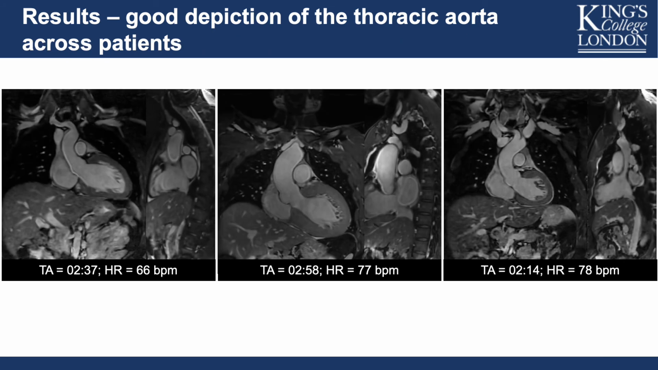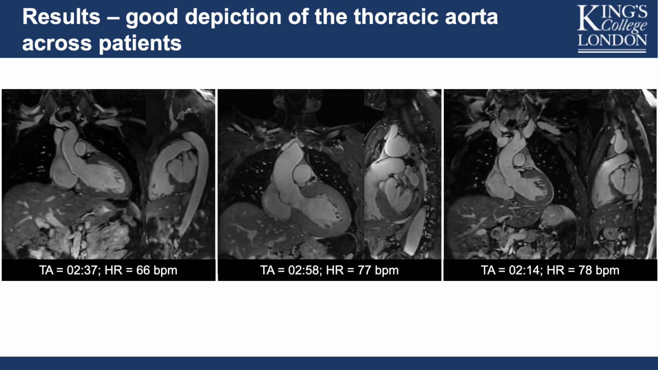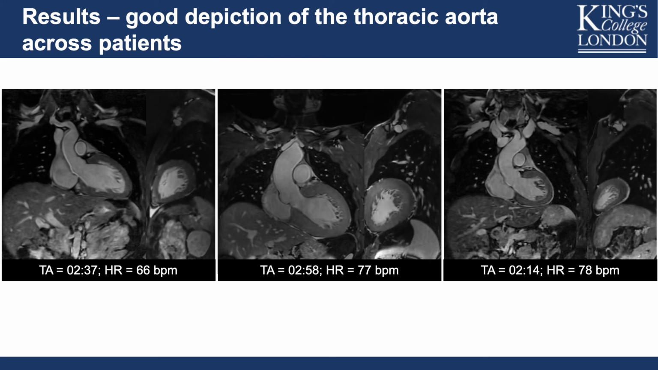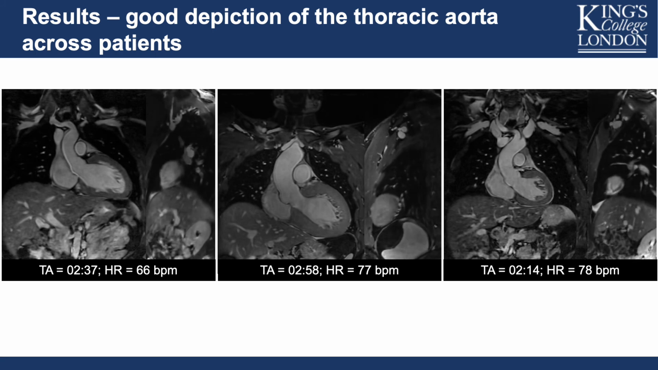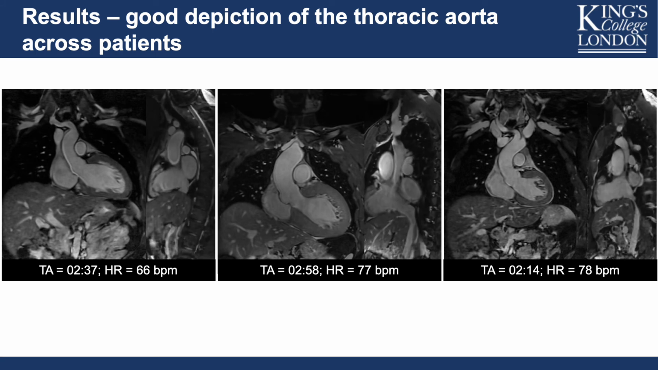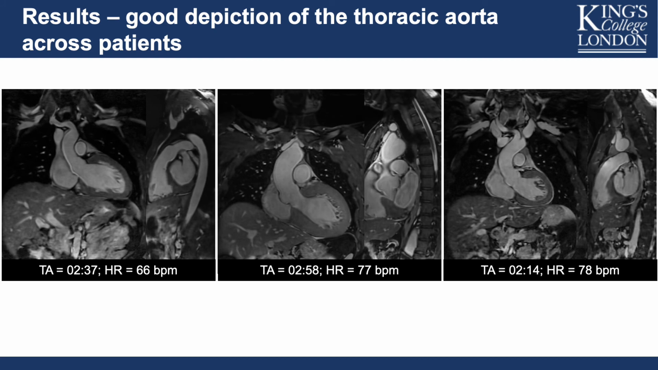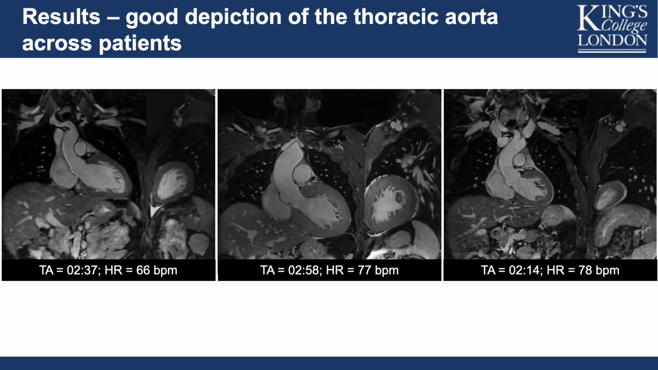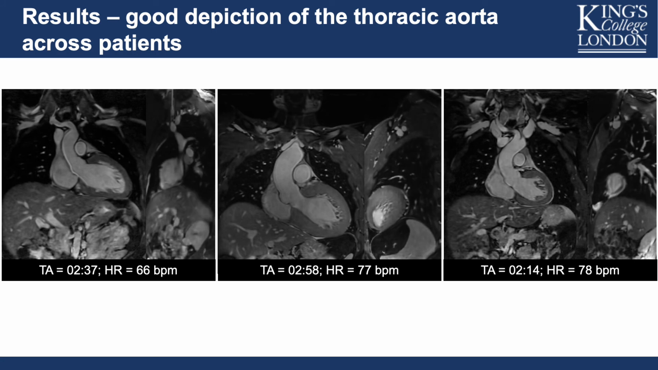Finally, our method produces consistent good image quality across patients with a range of anatomies and heart rates. In these examples, we can see cases with heart rates ranging from 66 to 78 beats per minute. And in all cases, we see a very good depiction of the thoracic aorta from a scan with a consistently short acquisition of under 3 minutes.